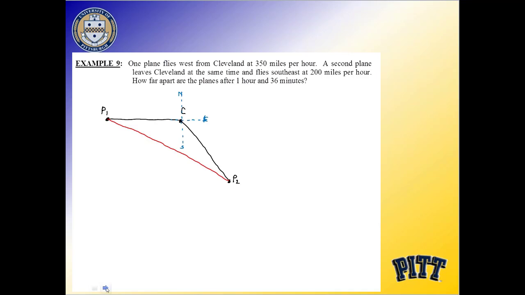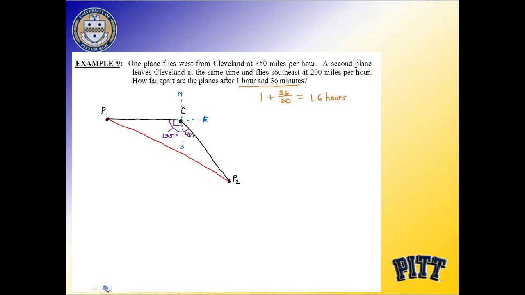The other thing I have to keep in mind here is I'm looking to see how far apart the planes are, which means I'm looking for a distance. So my triangle should involve angles and distances, not angles and rates or speeds. Okay? So, I have that 45 degree angle, I have that right angle there between west and south, which means I have an angle of 135 degrees here.